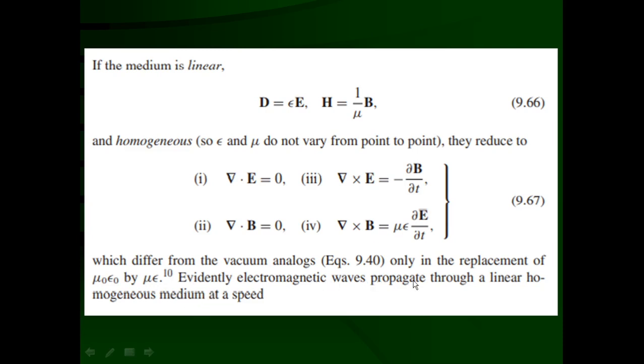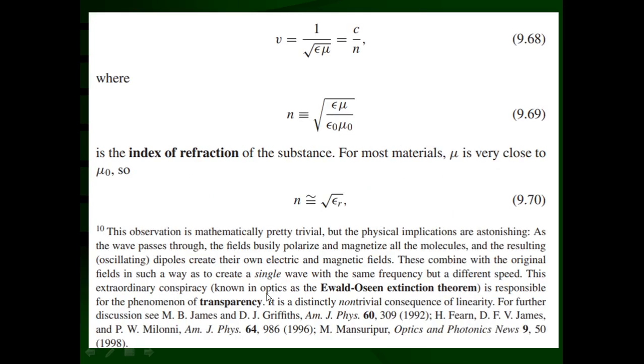Evidently, electromagnetic waves propagate through a linear homogeneous medium at a speed v equal to 1 upon under root mu epsilon. You know that we have already derived this equation. These are the values of mu and epsilon in a given medium. That is equal to the velocity of light in free space upon the index of refraction of the given medium or substance in which the electromagnetic waves are going to be propagating.